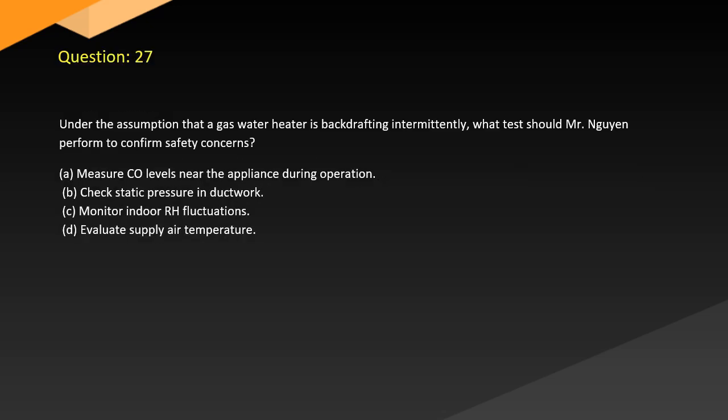Question 27. Under the assumption that a gas water heater is backdrafting intermittently, what test should the IEC professional perform to confirm safety concerns? A. Measure CO levels near the appliance during operation. B. Check static pressure in ductwork. C. Monitor indoor RH fluctuations. D. Evaluate supply air temperature.